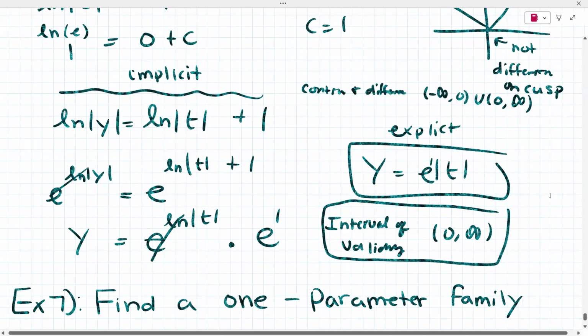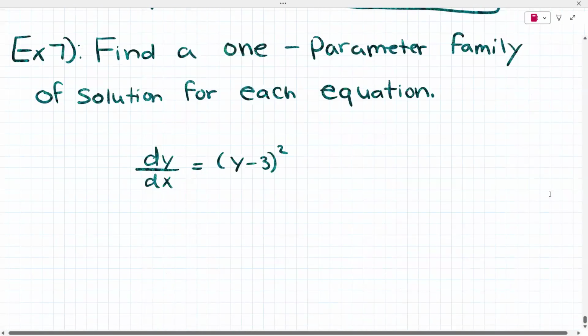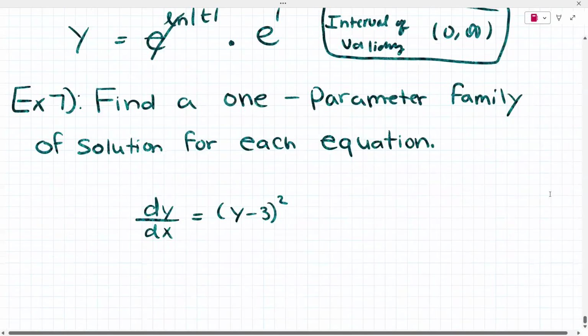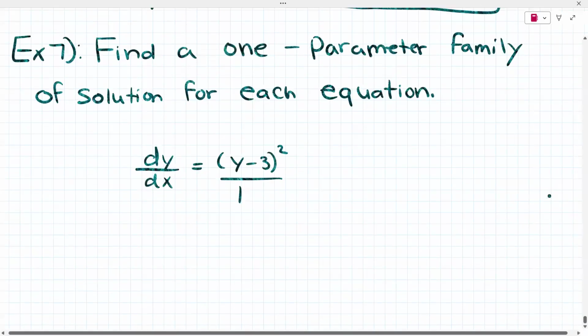Okay, let's do one more example, and then we can end it here. Okay, so example 7: find a one-parameter family of solutions for each equation. dy over dx equals (y minus 3) squared, with no initial condition. So the first step is to cross multiply.